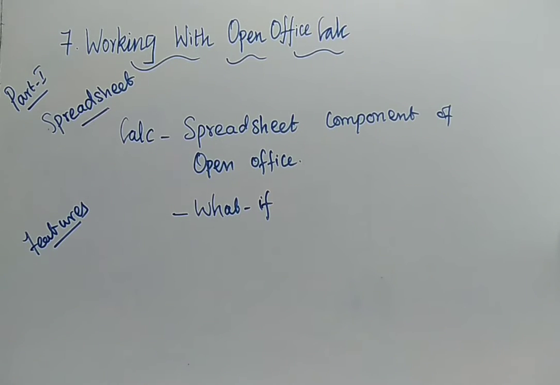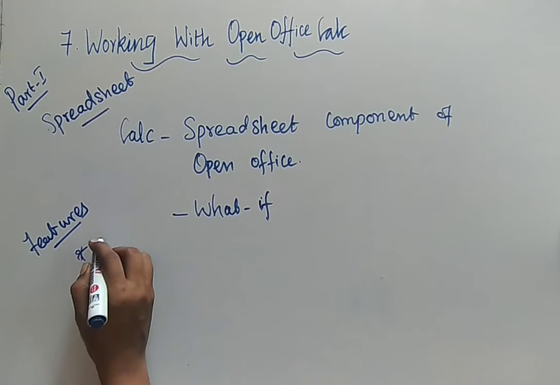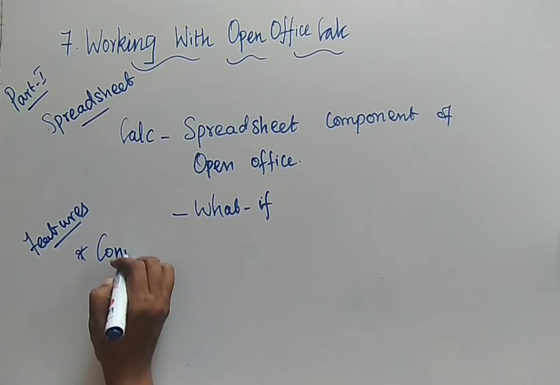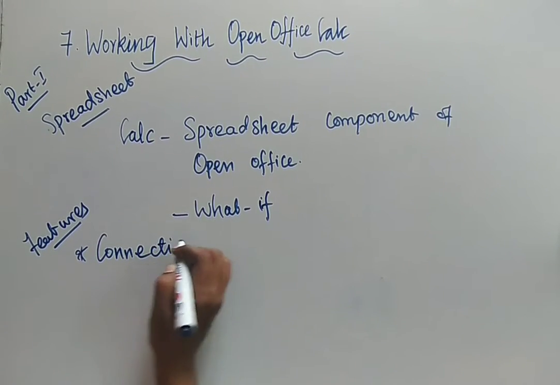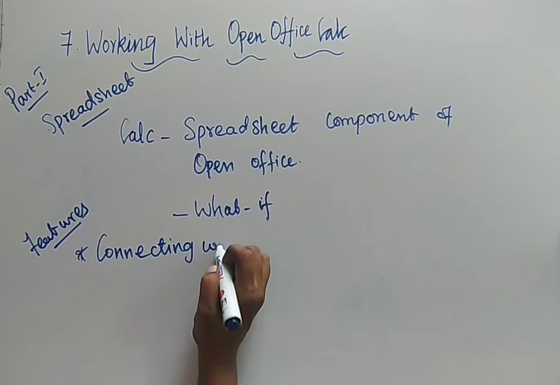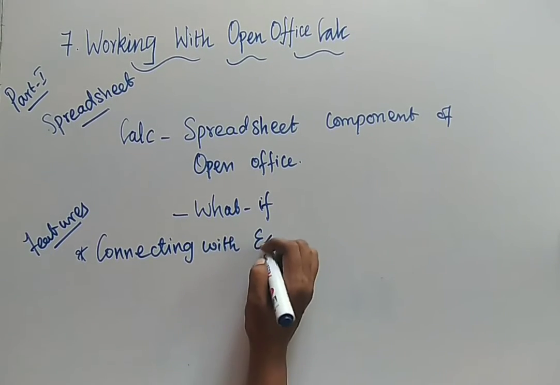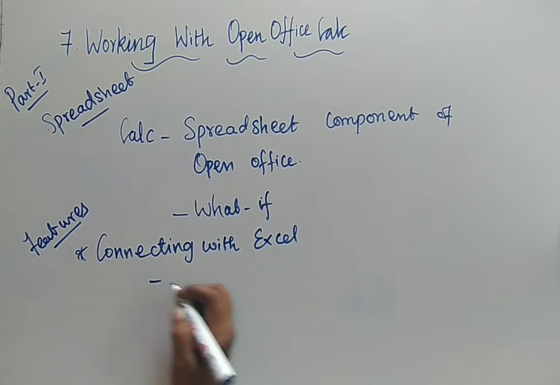So while we are discussing OpenOffice Writer, there we have discussed the features of OpenOffice Writer. Similar is the case here also, we are going to have the features of OpenOffice Calc. First point under the feature is connecting with Excel. What is Excel for you people? Excel is also a spreadsheet that was introduced by another organization, that is by Microsoft. So in OpenOffice Calc, we have the facility to connect OpenOffice Calc with Excel.